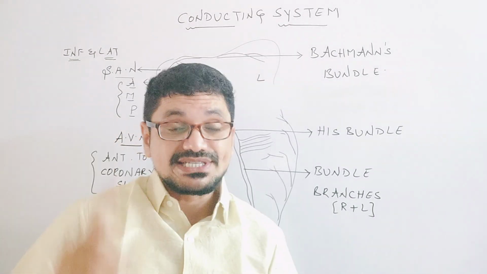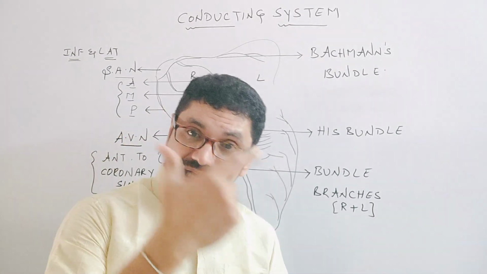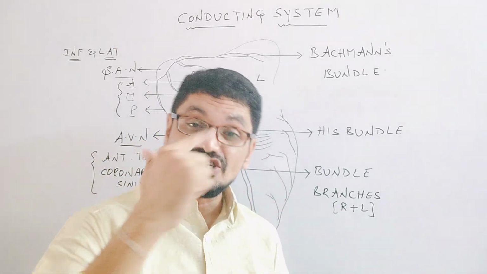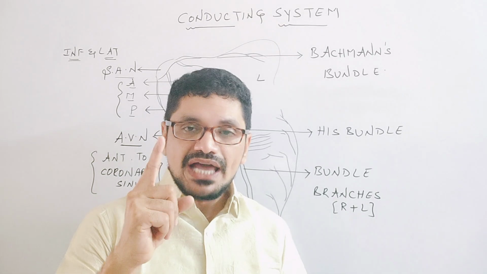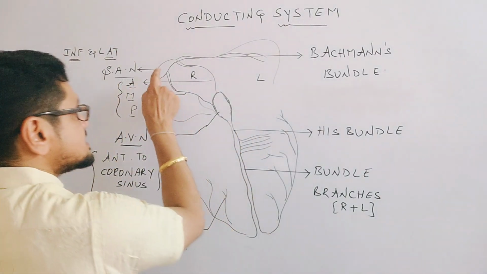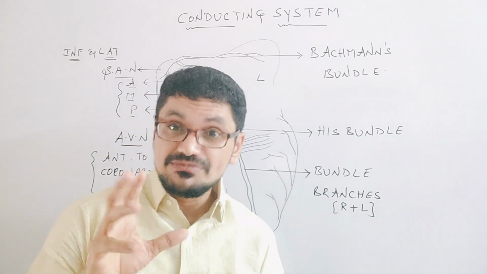Whenever the signal comes from the SAN, which is autorhythmic, the sympathetic or parasympathetic nerves can change the heartbeat, but they can't make the heart start. So the SAN is autorhythmic, and whenever the signal comes from the SAN, the sodium channels will open.